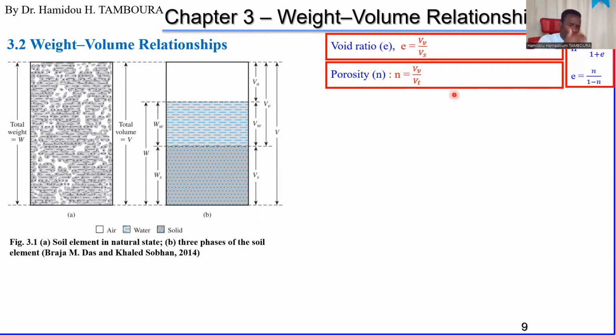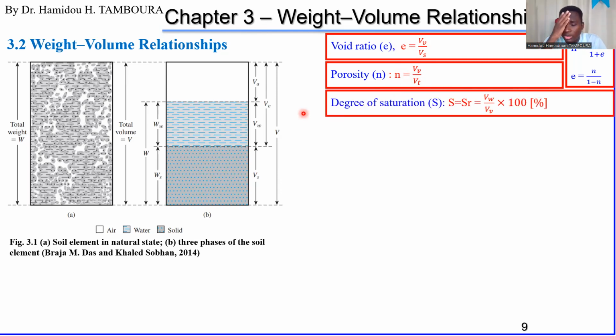The thing is that all of them start with Vv, volume of void. So remember that for e, the bottom one is Vs. And for n, the bottom one is Vt. If you can remember that, then it's easy.